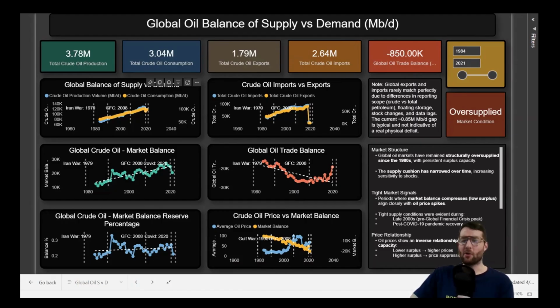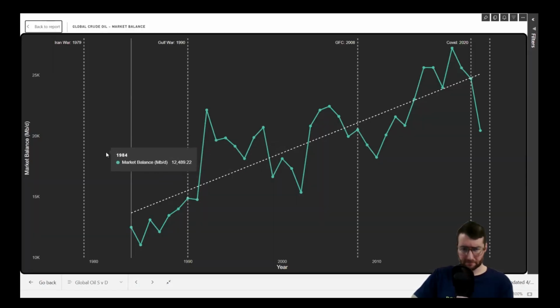Now, if we move into market balance next, this is the difference between production and consumption. This is where things get a little more interesting. Even though the market is structurally oversupplied, the degree of that surplus changes over time. And when that surplus compresses, that's when we start to see pressure build in pricing.